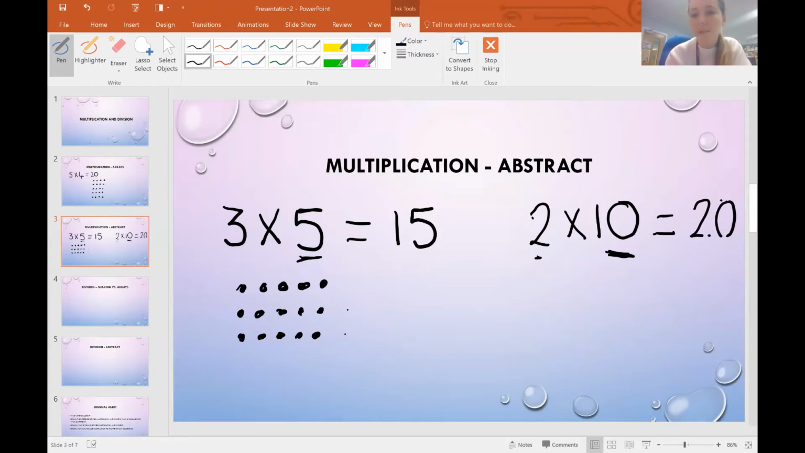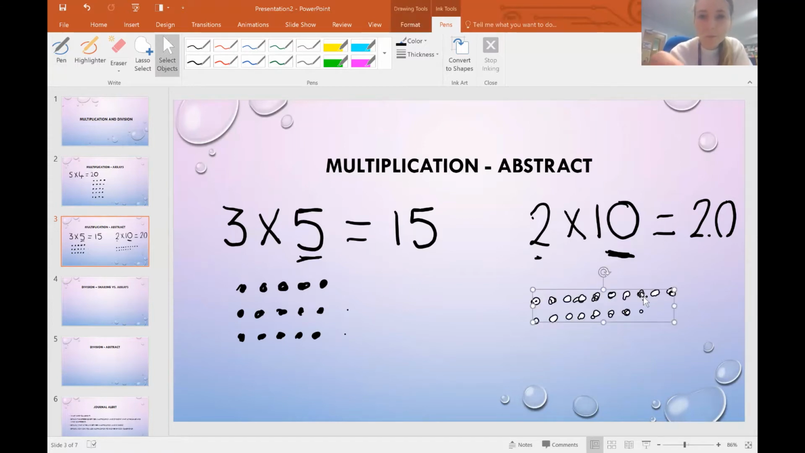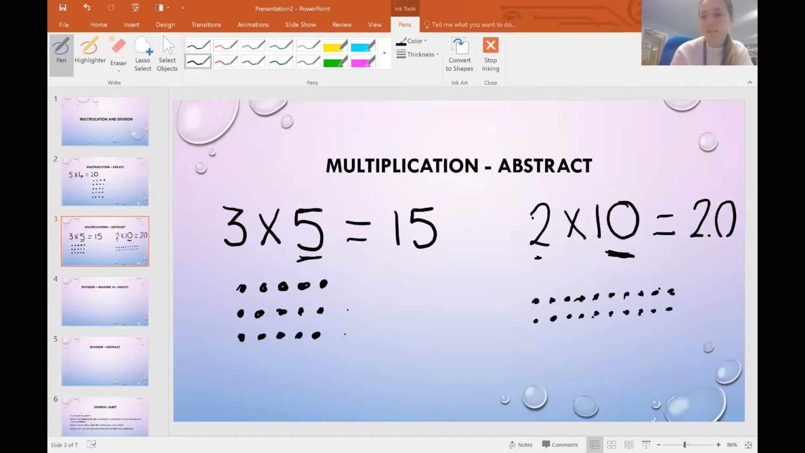And I can prove that by drawing an array. 10 2 times. There's 10. And I'll do that 2 times. And there's another 10. So I've got 10 2 times. So if I count those all up, 1, 2, 3, 4, 5, 6, 7, 8, 9, 10, 11, 12, 13, 14, 15, 16, 17, 18, 19, 20. So I know that that's correct.